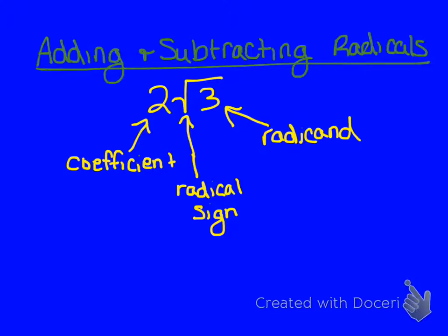Coefficient is a term that you are familiar with. A coefficient is a term in front of a variable, like 3x, the 3 would be the coefficient. In this case, the coefficient is the number in front of the radical. You already know the radical sign, that's the square root sign that you're used to calling it. But the new term is the radicand. A radicand is the number that is underneath the square root sign. So whether that number is a 3, a variable like an x, or whatever it is, that is the radicand.